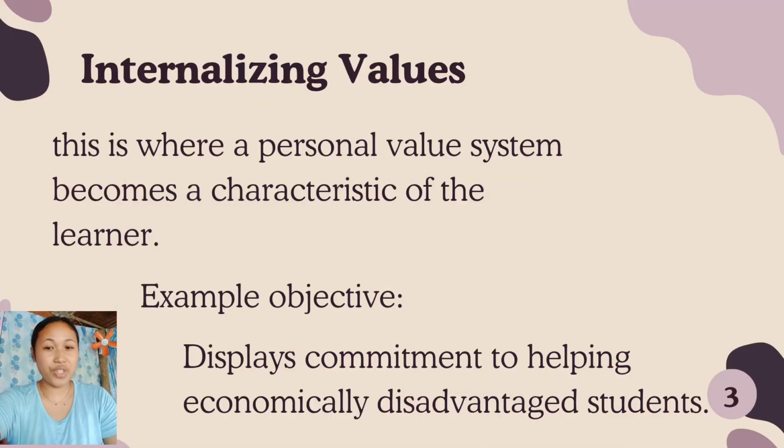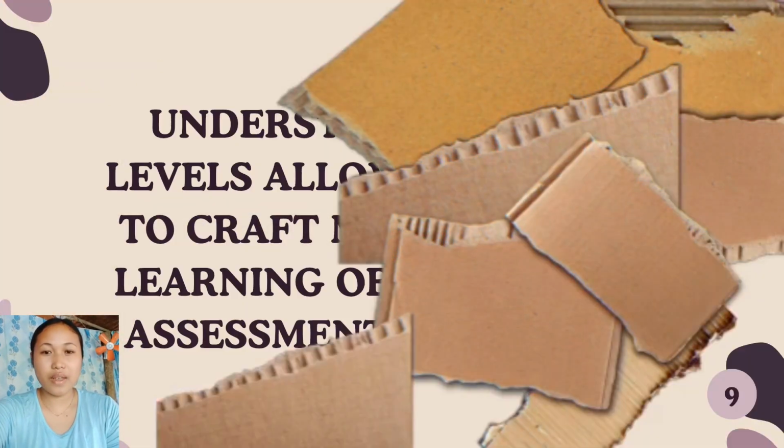Finally, we have internalizing values, also known as characterization by a value or complex value. This is where a personal value system becomes a characteristic of the learner. Verbs include acts, displays, influences, solves, and verifies. I'll give you a sample objective. Displays commitment to helping economically disadvantaged students.